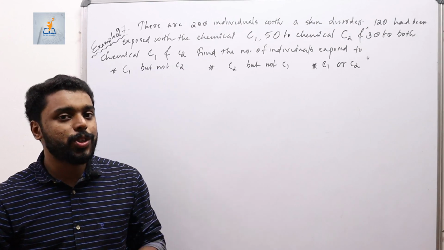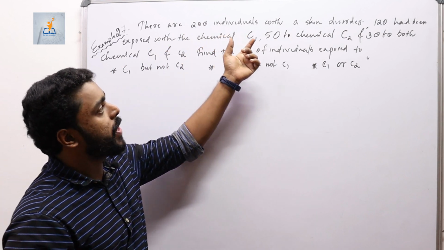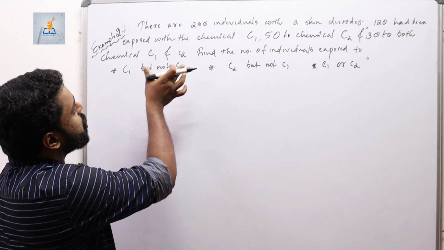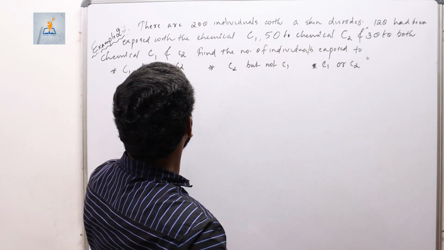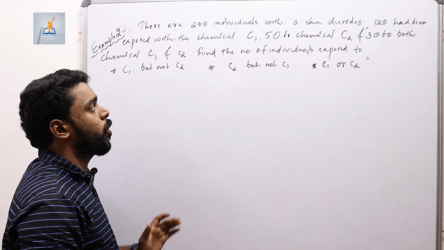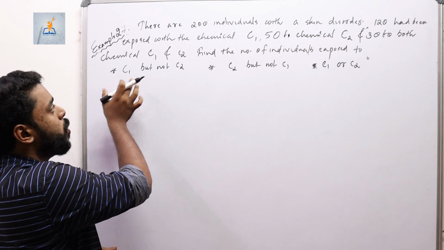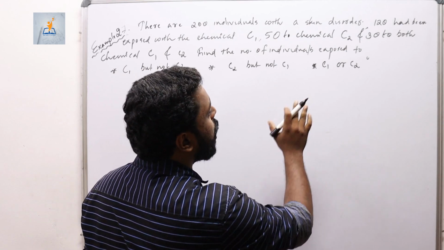Now coming on to the 27th question. The question is, there are 200 individuals with a skin disorder. 120 had been exposed to the chemical C1, 50 to the chemical C2 and 30 to both chemical C1 and C2. Therefore, we are asked to find the number of individuals who were exposed to C1 but not C2, C2 but not C1, and C1 or C2.